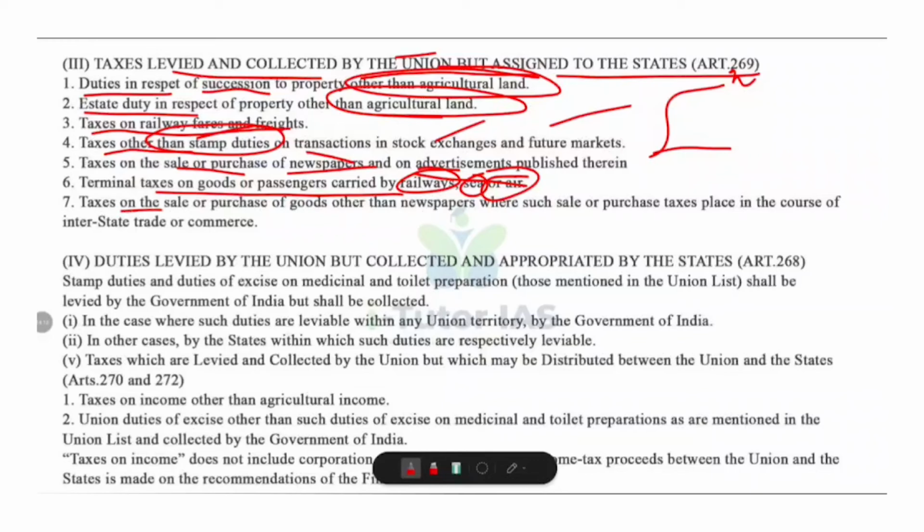Then taxes on the sale or purchase of goods other than newspapers in the course of interstate trade or commerce, and this refers to CST, that is Central Sales Tax. This is levied by the Centre, collected by the Centre and assigned to the state where the sale originates. Most of this is replaced by IGST under the GST, but constitutionally the concept remains.